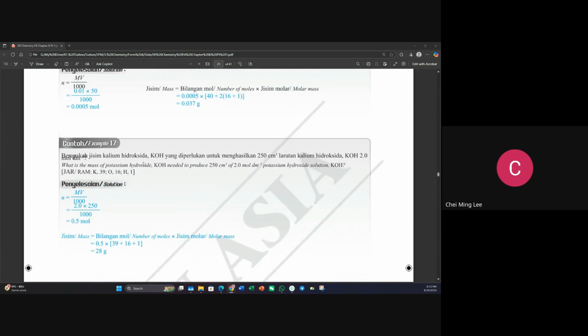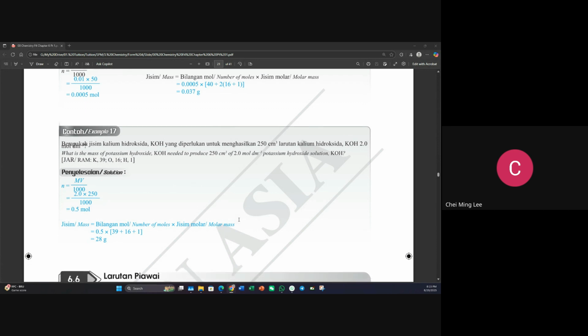Okay. So what is the mass of potassium hydroxide needed to produce 250 cm³ of 2.0 mol/dm³ potassium hydroxide solution? You use MV over 1000 again. So you use 2.0 times 250 divided by 1000. So you get 0.5 mole. Like just now, using the mole to find the mass, you use 0.5 times the molar mass. So you get 28 gram. Okay, this one is pretty easy.